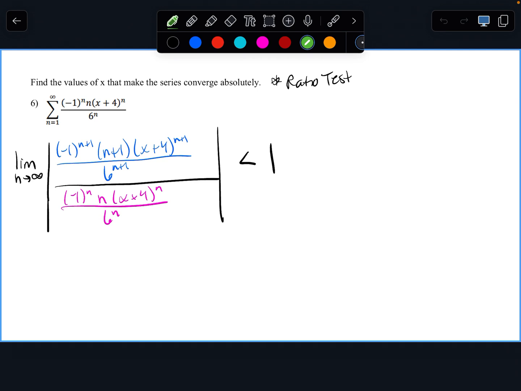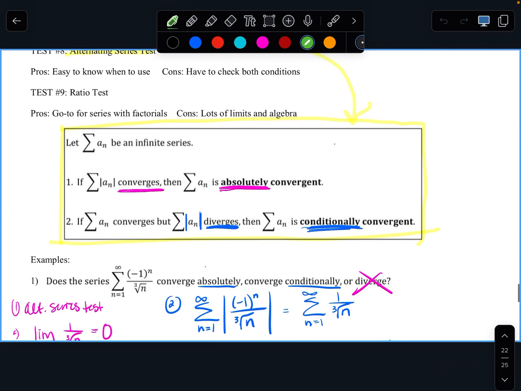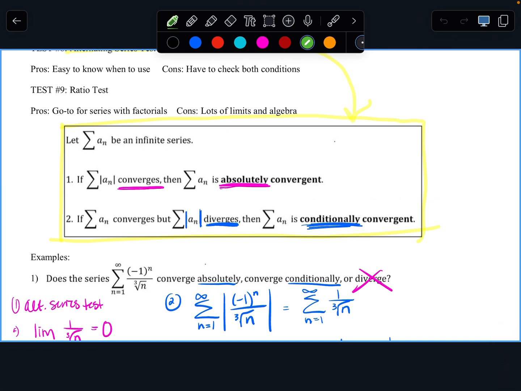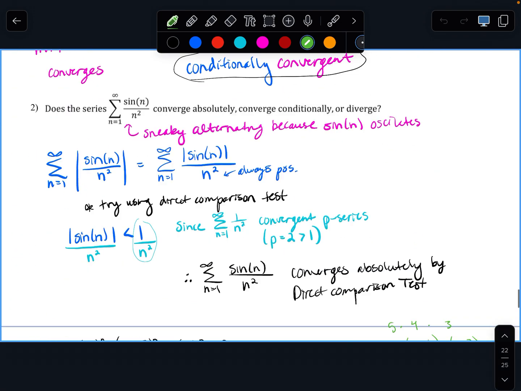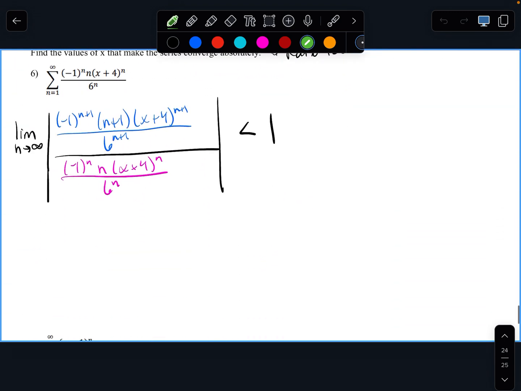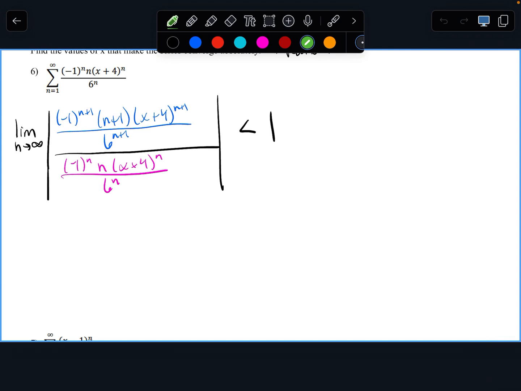But as far as this is concerned, you need to find the values of x that make the series converge absolutely. So we kind of bypass the alternating series test, because if we do the ratio test with the absolute value and it's less than 1, then it's for sure absolutely convergent. So essentially we go straight to the big guns to figure out what that x could be. It's honestly just hardcore algebra and hardcore limit taking.